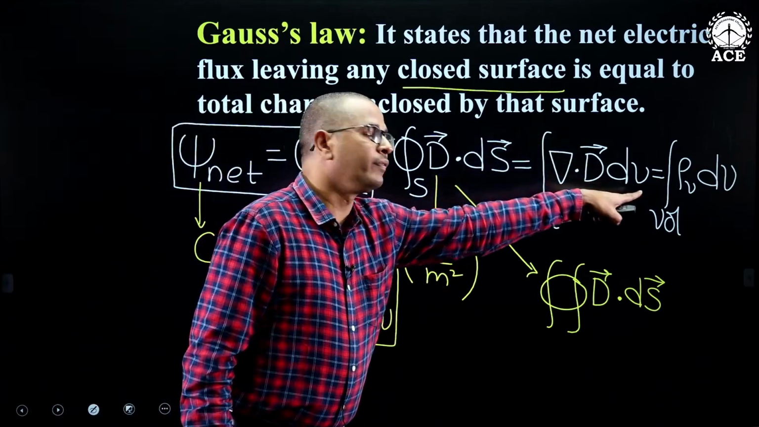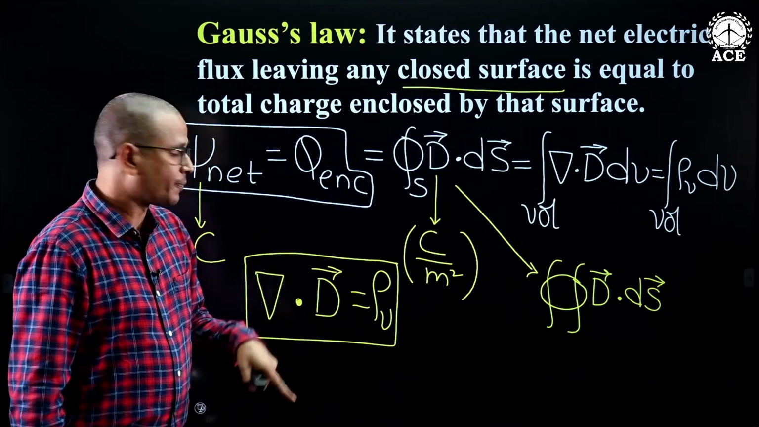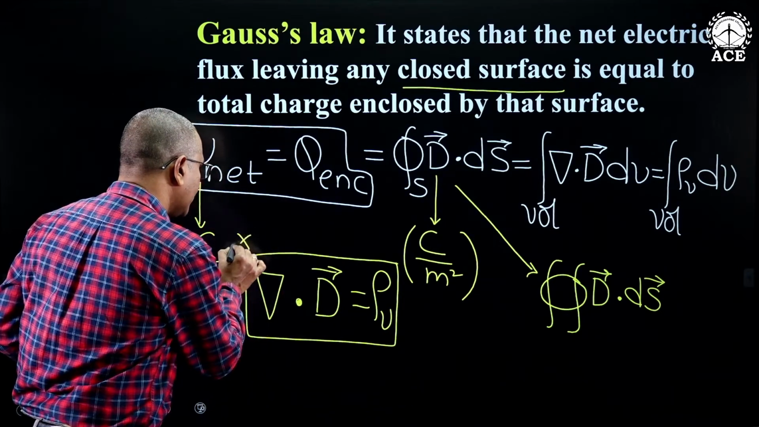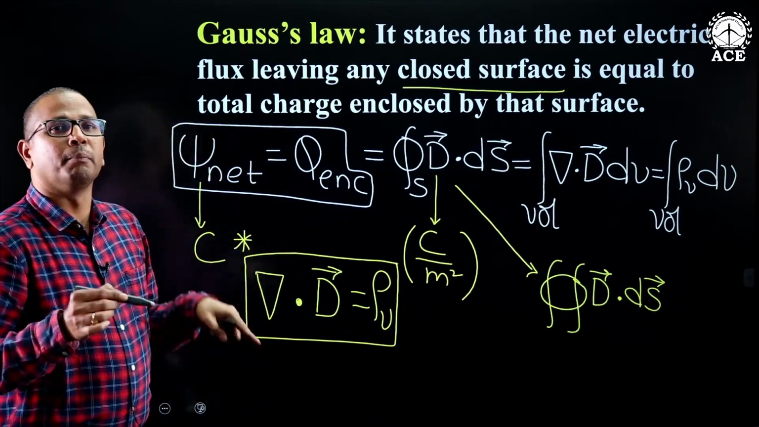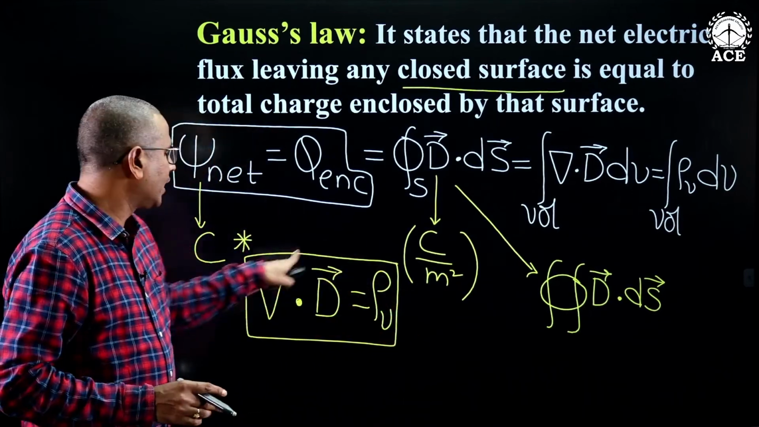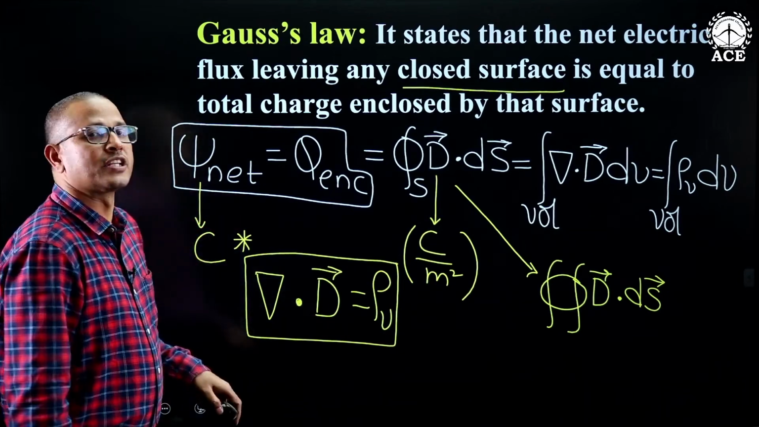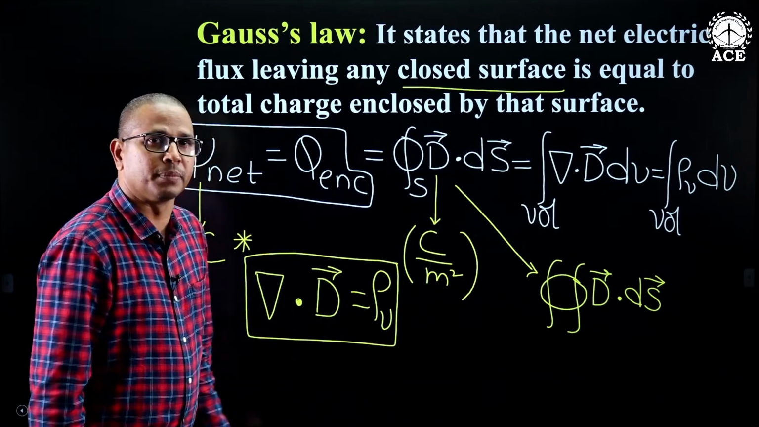Sometimes they may give rho v and ask us to compute psi net or Q enclosed. And another one, dear students, this is another important formula. By using this, you can compute the volume charge density for the given electric flux density. I'll give you that example later.